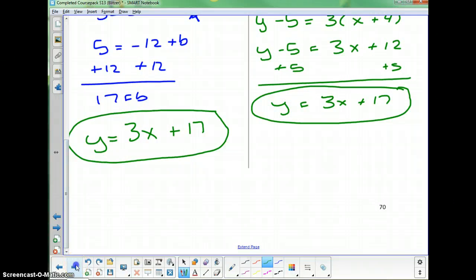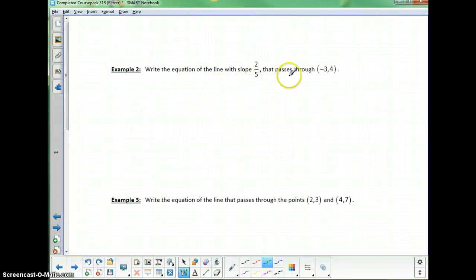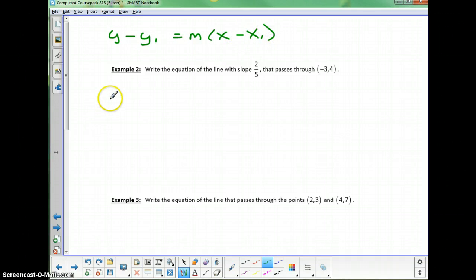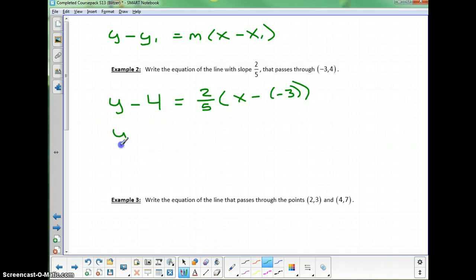Okay, let's look at the next example. Write the equation of the line with slope 2/5 that passes through negative 3, 4. So let me write that equation for point-slope form again. y minus y1 equals m times x minus x1. So I've got y minus 4, where 4 is y1, equals m, 2/5, times x minus x1, which is negative 3. Let's rewrite this. y minus 4 equals 2/5 times x plus 3. Just the double negative again.